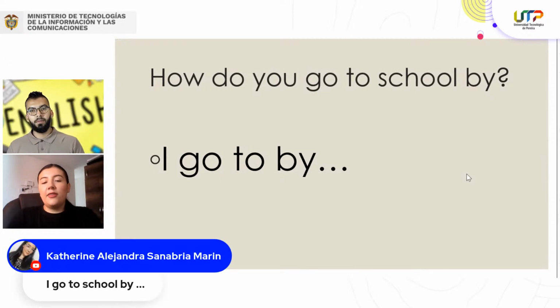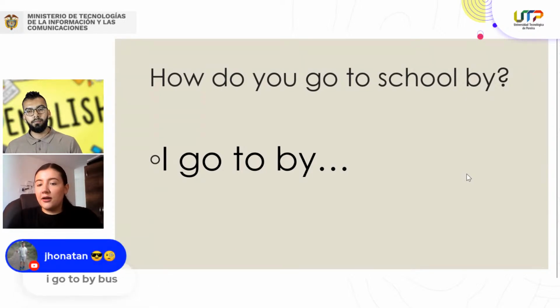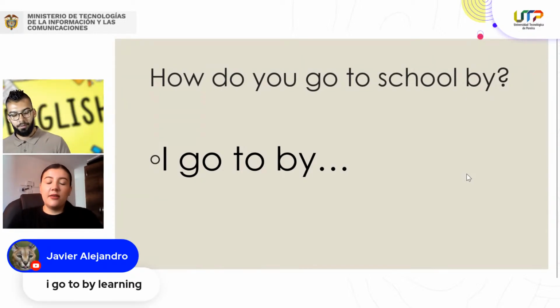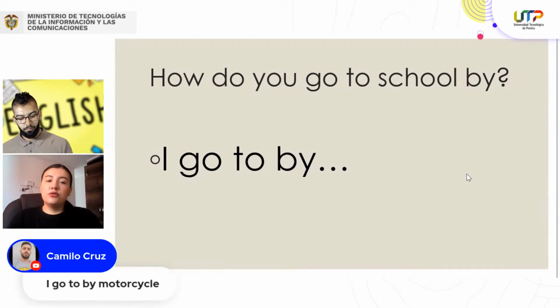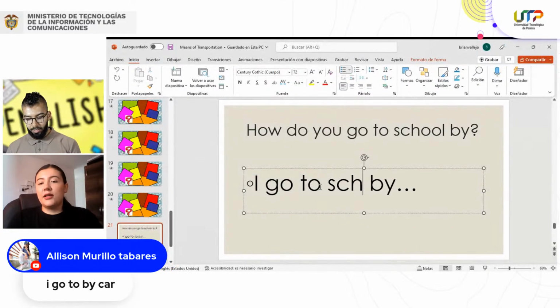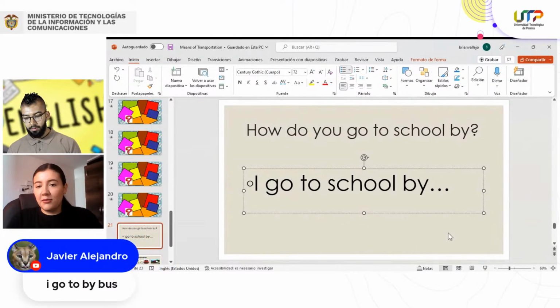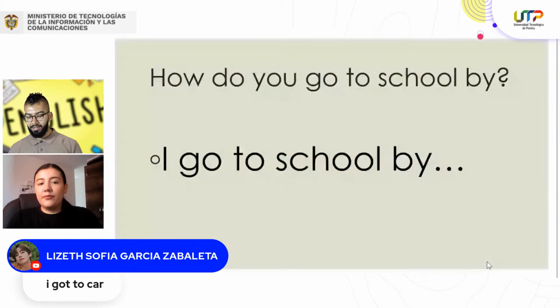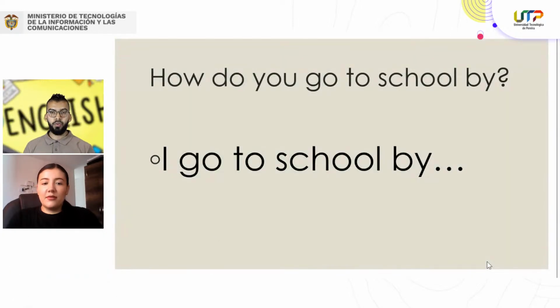Yeah, teacher Brian. I think there is a common mistake in all the answers, but I think it's because of the way you wrote the model. Yes, because it says I go to buy. It was missing the school. So, I go to school, and that's why they all wrote the same mistake. Oh, sorry. My bad. Yes, I go to school by. Exactly. It was missing the word school. Sorry for that, guys. I go to school by. So you can correct or rewrite the answer on the chat. Very good. Thank you, teacher.